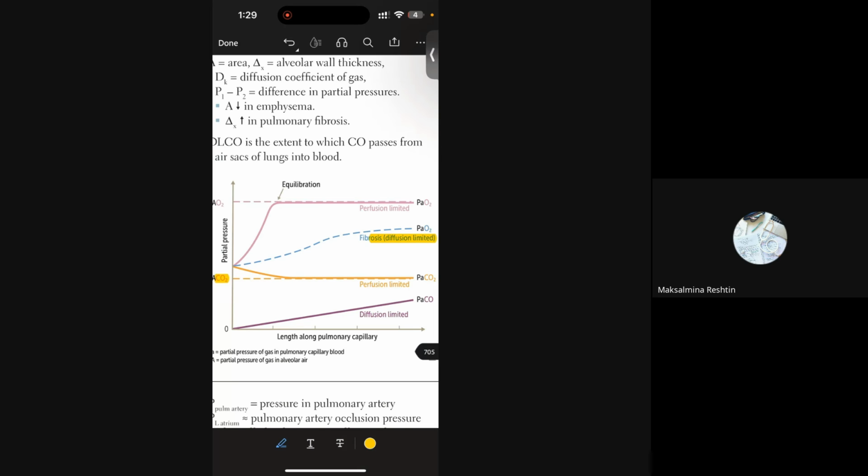If it's slow blood flow and it takes 10 seconds, now the blood will only stay for 5 seconds, right? The time period is going to be lower, and we know that oxygen requires time to diffuse. If the time is shortened, less oxygen will be moved from alveoli into the blood, because it is perfusion limited.